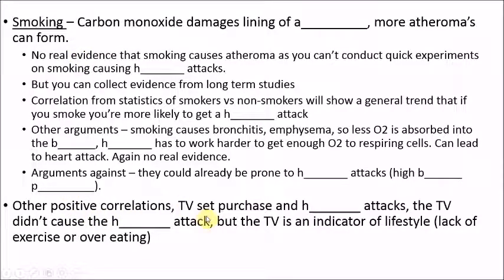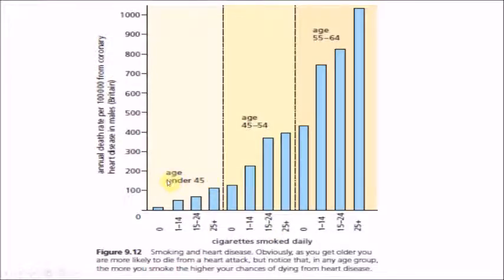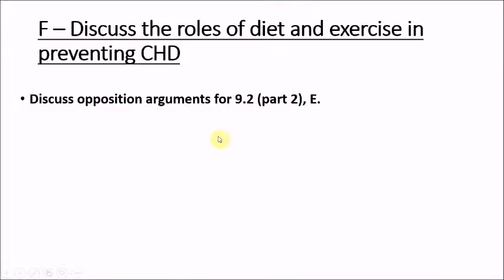Other correlations are that if you have a TV set, then you're more likely to have a heart attack, just because the lifestyle you might have if you have a TV set is kind of just eating fast food and being kind of lazy. The graph here shows annual death rate from coronary heart disease in males and the amount of cigarettes smoked. So you can see there's a massive correlation there. Not only an increase in males as they get older, but as you smoke more cigarettes, you will probably die from a heart attack.